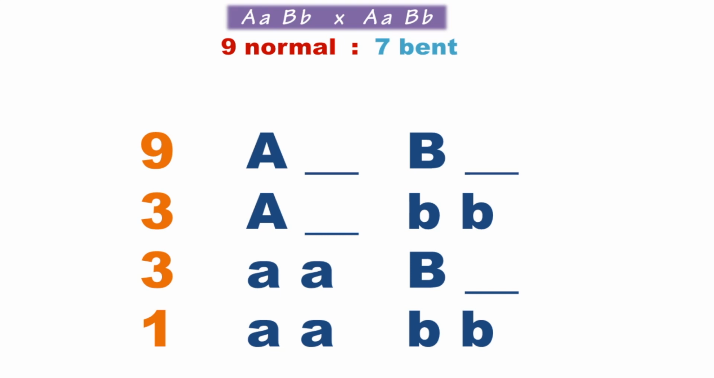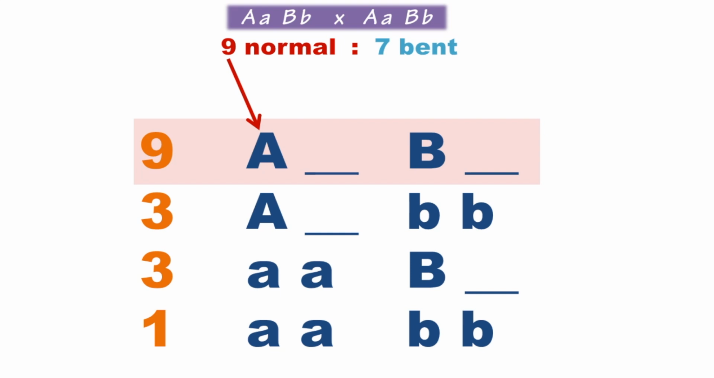We're just throwing this out there as a hypothesis. We got 9 normal, 7 bent. So we look at our double heterozygote cross here, and I see the 9 on the left side, and then the 3 and 3 and 1. So I think those 9 are going to be the 9 normal, meaning that as long as you have at least one dominant allele for each of the 2 genes, then you're able to develop the normal ear phenotype.